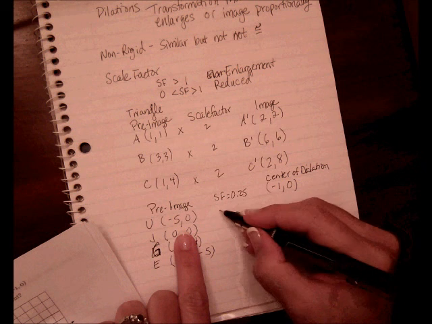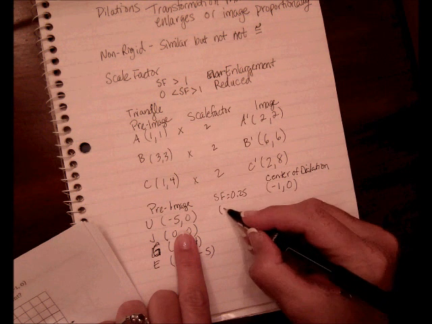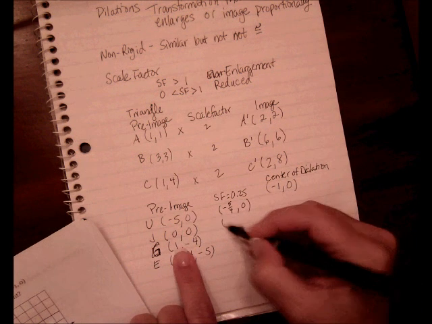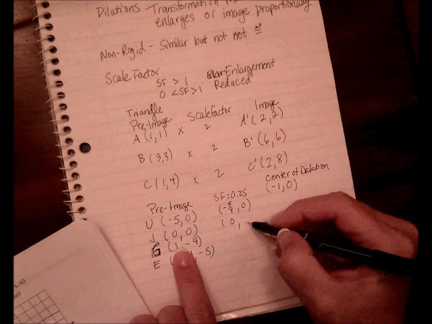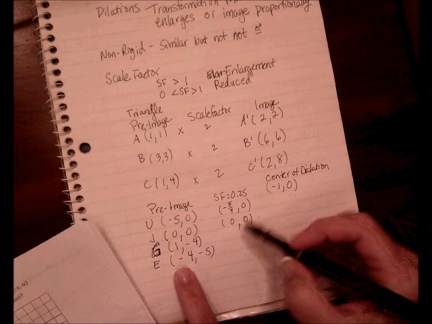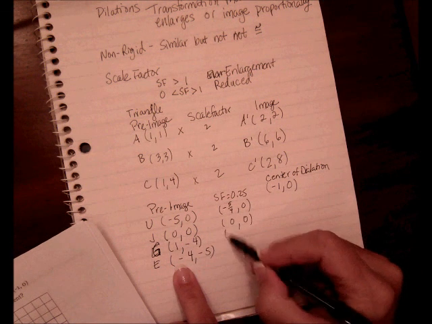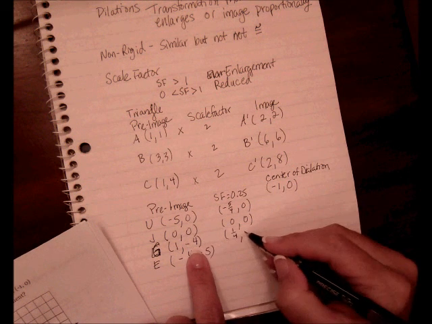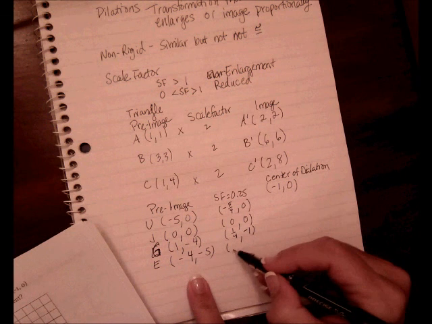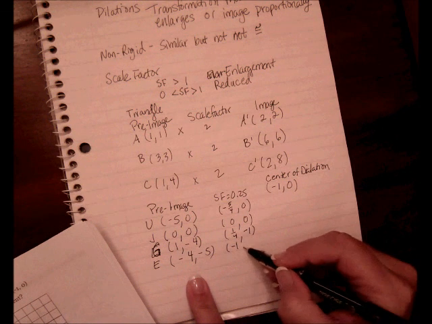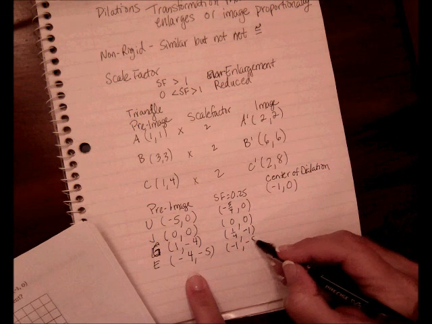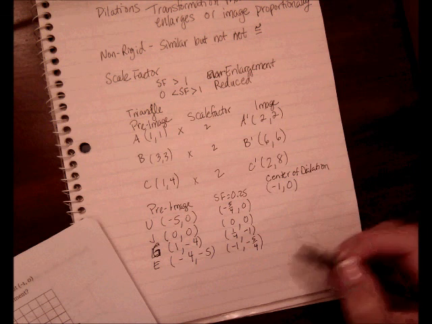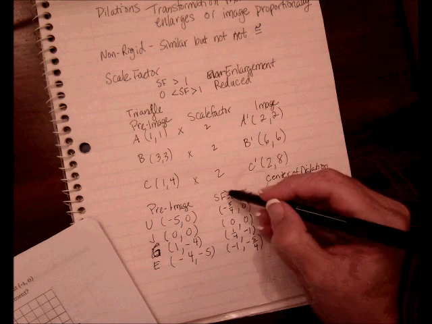So I'm going to multiply -5 times 1/4, so that's -5/4, and 0. And when I multiply 0 times 1/4, it's 0, and then 0 times 1/4 is 0. Then 1 times 1/4 is 1/4, and -4 times 1/4 is -1. And then again, -4 times 1/4 is -1, and then -5/4. So that gives us an idea of what it would be if the center of dilation is at 0, 0.